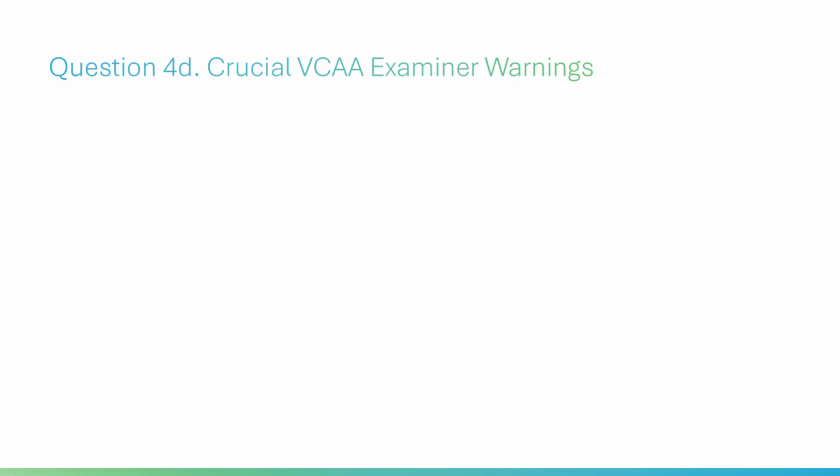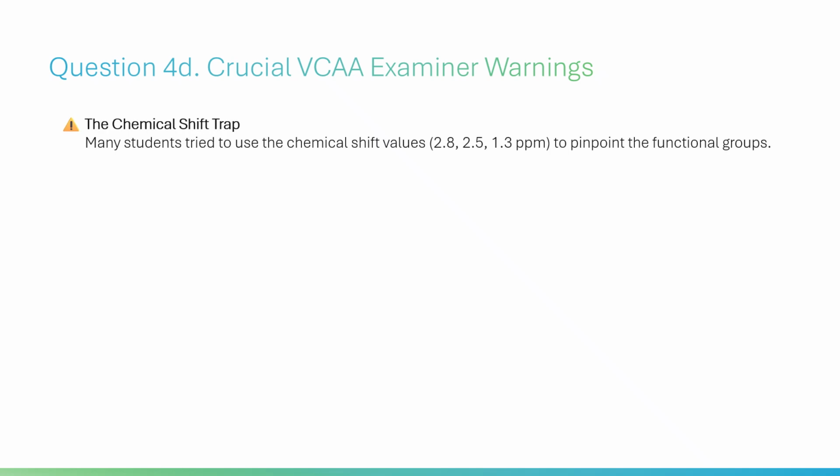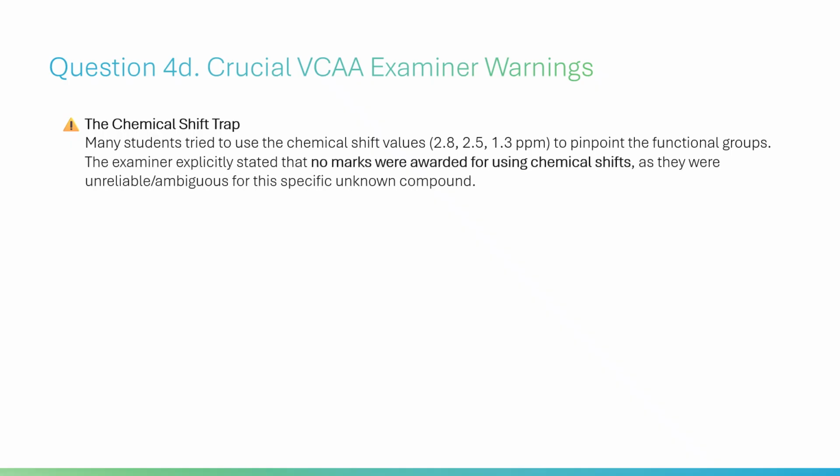Warning sign: the chemical shift trap. Many students tried to use the chemical shift values 2.8, 2.5, 1.3 ppm to pinpoint the functional groups. The examiner explicitly stated that no marks were awarded for using chemical shifts, as they were unreliable and ambiguous for this specific unknown compound. Students must learn to rely on peak count, splitting, and area integration instead.